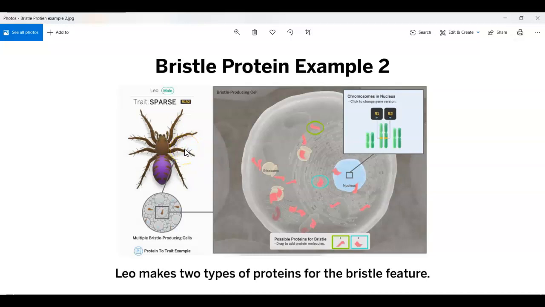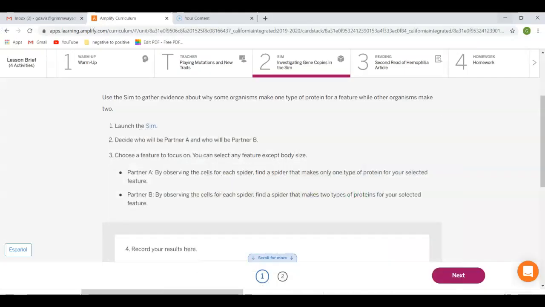So, why do you think some organisms make one type of protein for a feature while other organisms make two? I want you guys to think about that. And we're going to have a Google discussion on it. So, if you want to write down your answer so that you have it to look back on, please feel free to do so.